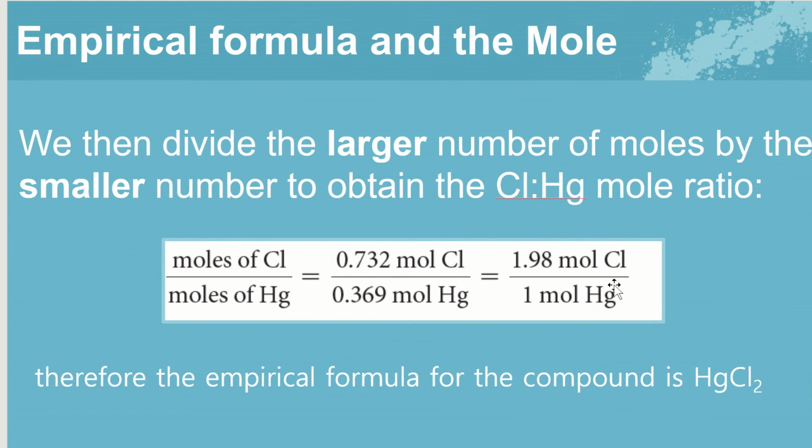So just go ahead and plug in these values and work along with me and let me know if you get the same answer, 1 to 2. And so if we got the same answer, the empirical formula of the compound in the question is HgCl2, because of the ratio that we calculated here.